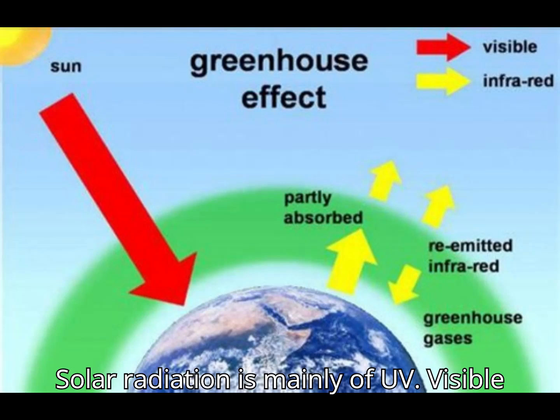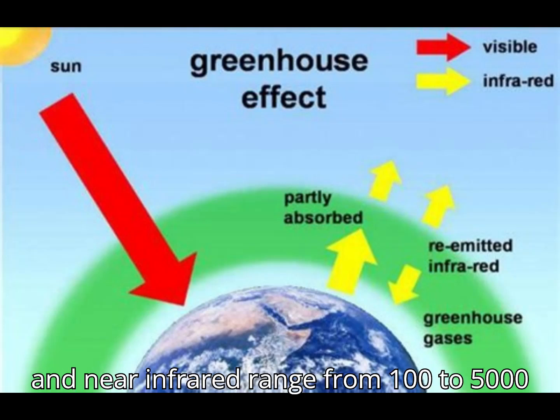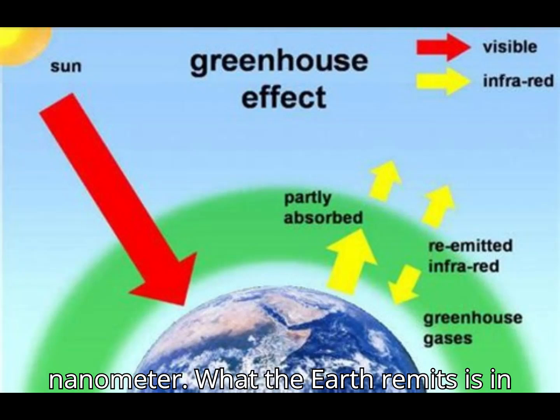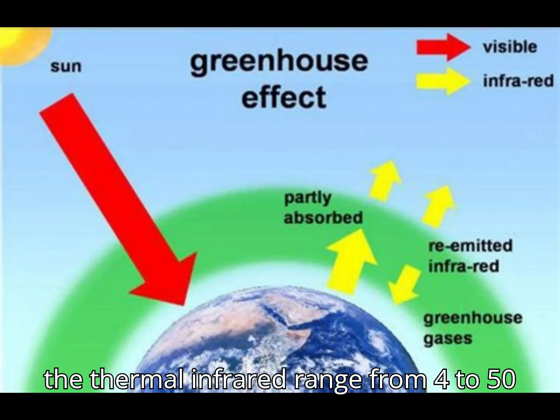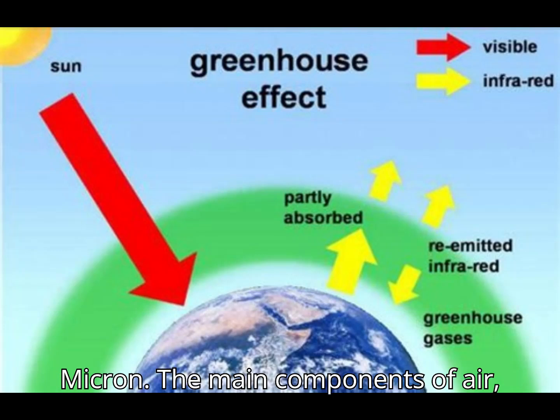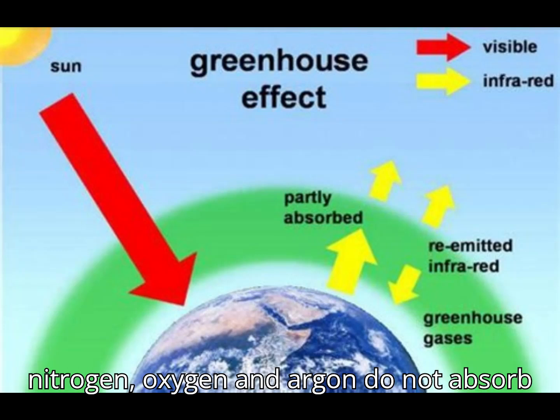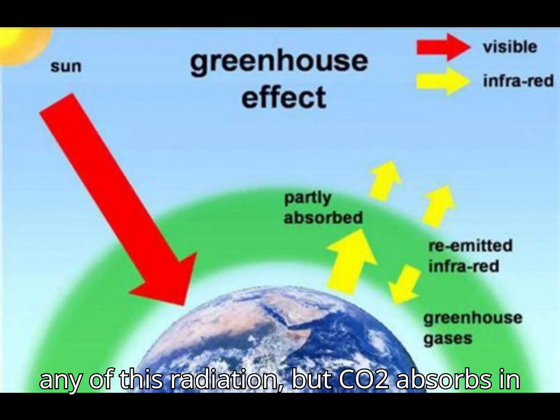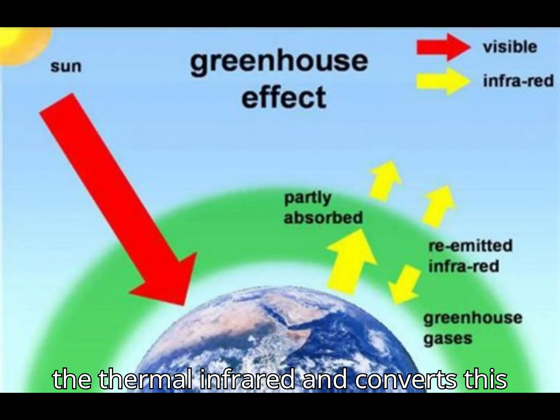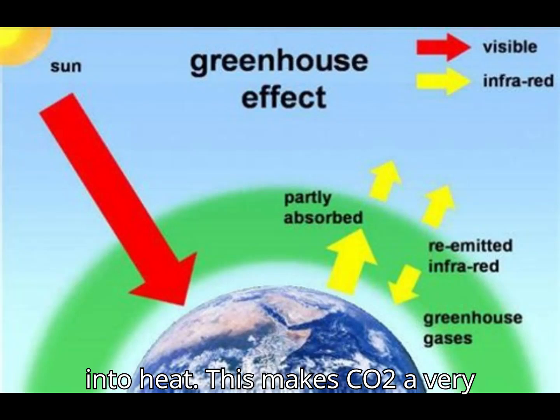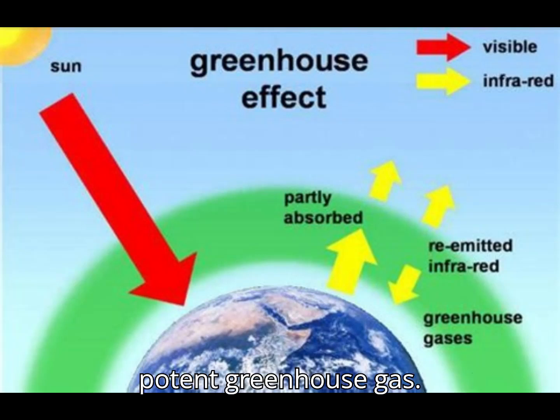Solar radiation is mainly of UV, visible and near-infrared range, from 100 to 5,000 nanometer. What the Earth re-emits is in the thermal infrared range from 4 to 50 micron. The main components of air, nitrogen, oxygen and argon, do not absorb any of this radiation, but CO2 absorbs in the thermal infrared and converts this into heat. This makes CO2 a very potent greenhouse gas.